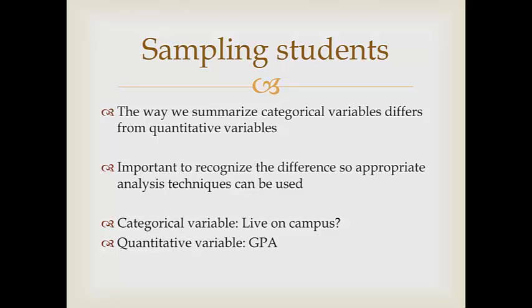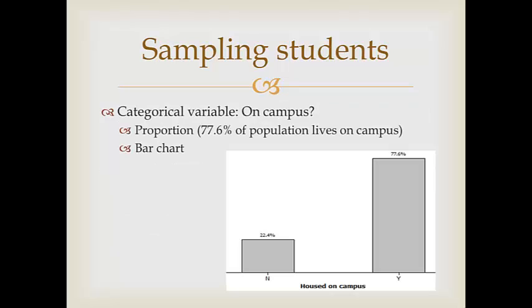On the sampling students data set, there's two variables. One's categorical. Does the student live on campus? Yes or no. The other one is quantitative. What's the student's GPA? For a categorical variable, does the student live on campus? Yes or no. You could use a proportion, like saying 77.6% of all students live on campus. Or you could use a bar chart to graphically represent the data.